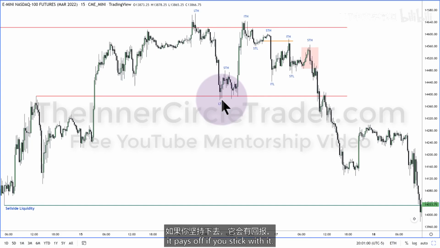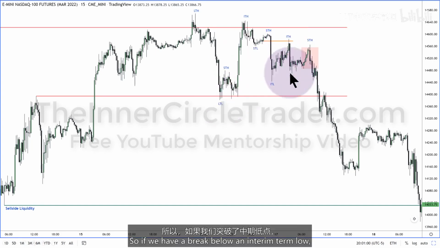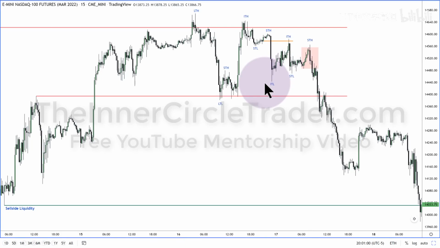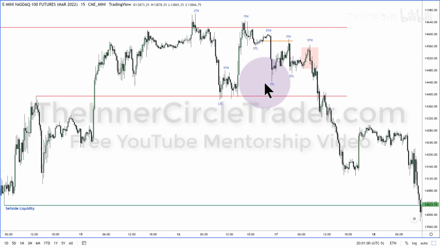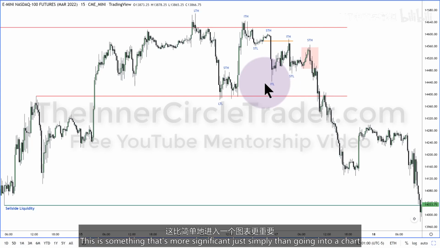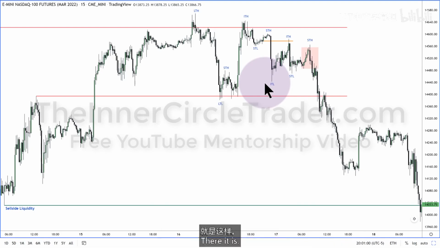But it pays off if you stick with it. So if we have a break below an intermediate-term low, then we have what? A significant break in market structure. This is something that's more significant than simply going into a chart and saying, okay, well, it took out a short-term low. There it is. See how much more detailed this is?